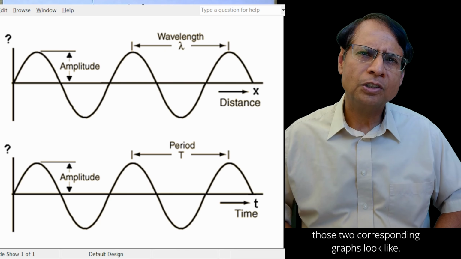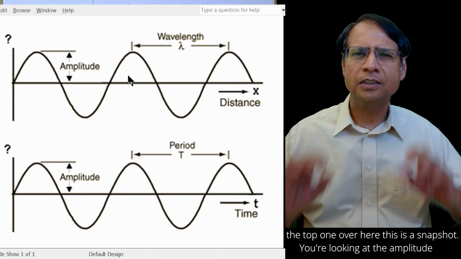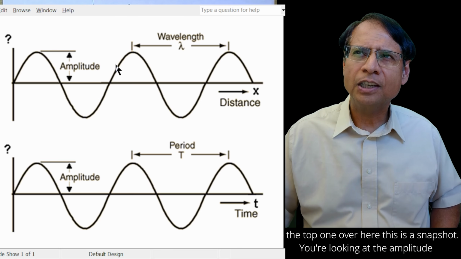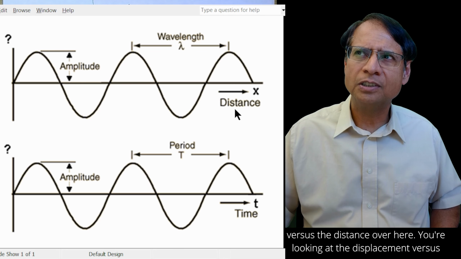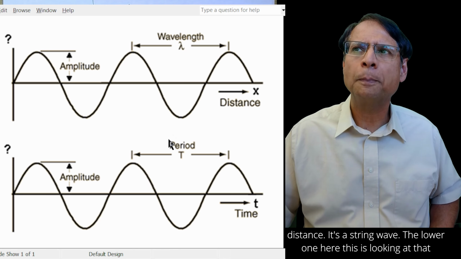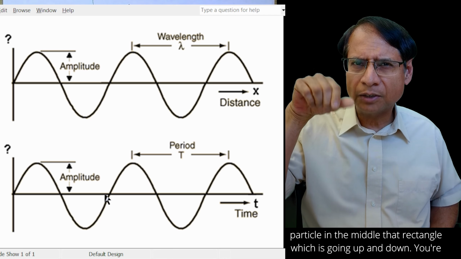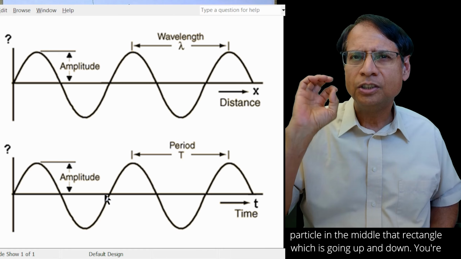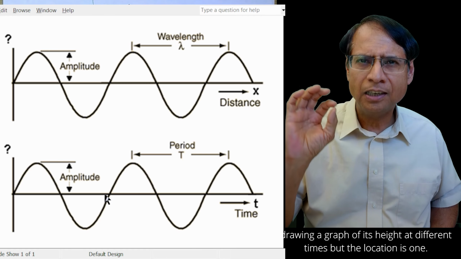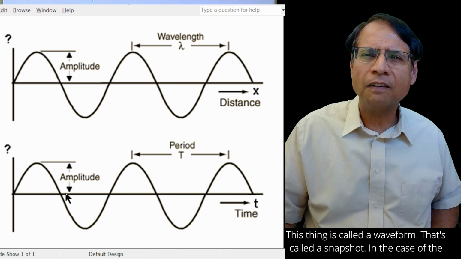This is what those two corresponding graphs look like. The top one over here, this is a snapshot. You're looking at the amplitude versus the distance, the displacement versus distance. It's a string wave. The lower one here, this is looking at that particle in the middle, that rectangle which is going up and down. You're drawing a graph of its height at different times, but the location is one. This thing is called a waveform.